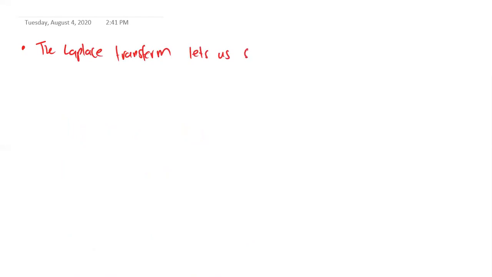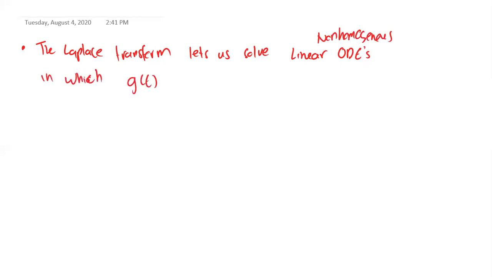Let's solve, if possible, if the Laplace transform is defined, non-homogeneous linear ODEs in which g of x is only piecewise continuous, not necessarily continuous. Actually, let me use g of x, because we usually use x if there's no context. So that's one reason why the Laplace transform is very useful. And again, we'll see in the next sections how this occurs a lot in applications.